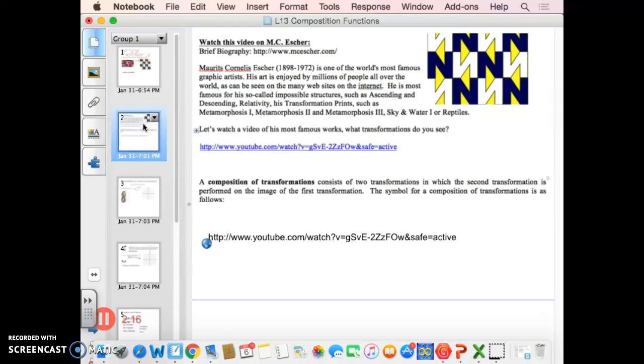So here is a quick idea of what a composition function is. Previously, we were just talking about one type of transformation, whether it be a rotation, a translation, or a reflection. But really, in real life, we do a multitude of transformations in one sitting. MC Escher was one of the most famous graphic artists, and he used transformation functions to make really cool, famous works. I'll show you a little bit of some of the examples of his work.